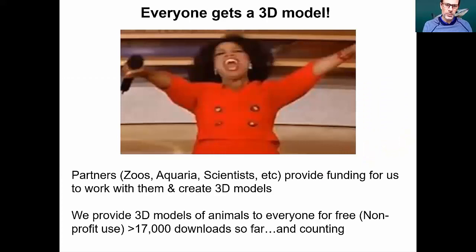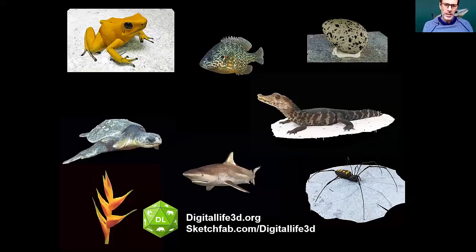So everybody gets a 3D model. We've been providing 3D models of everyone for free, and actually that number should be 30,000. We're getting around 2,000 downloads a month. We work with partners, they provide funding for us, and then we go out and give it back to the public for free, only for nonprofit use. So if you want to learn more, you can go to digitalife3d.org and sketchfab.com/digitalife3d and just see and download some of our animals.